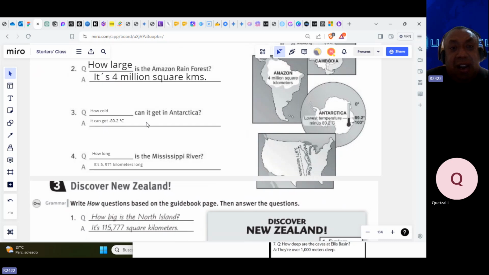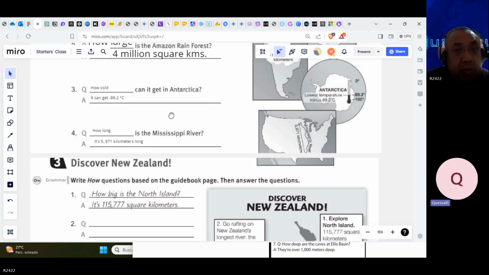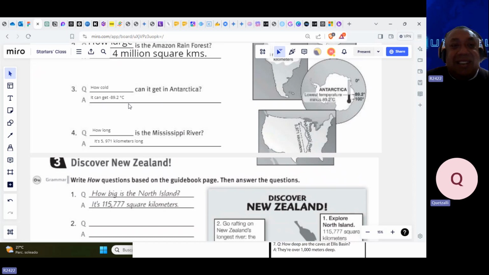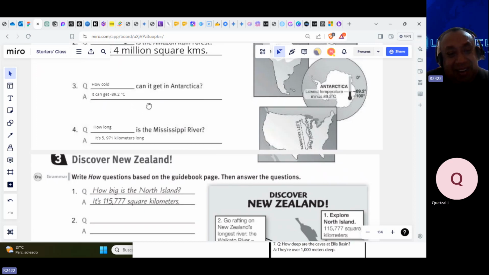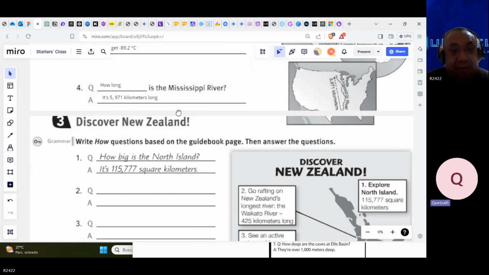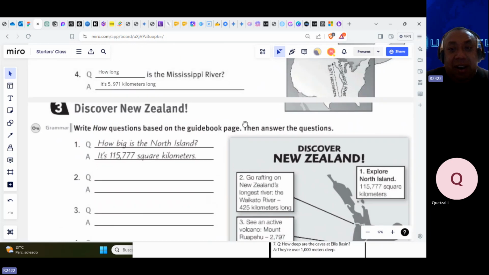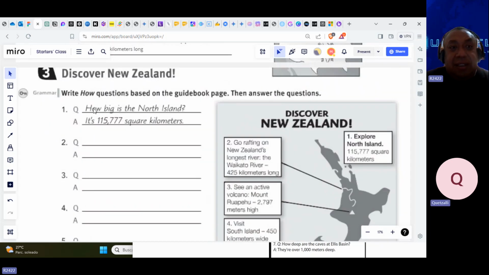Good. How cold can it get in Antarctica? It can get minus 89.2 Celsius. Very good. How long is the Mississippi River? It's 5,971 kilometers long. Excellent.